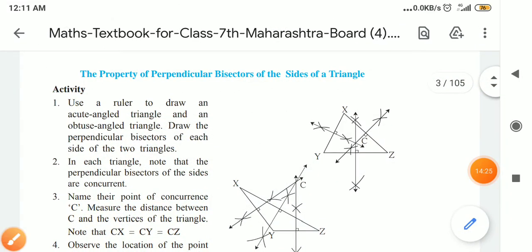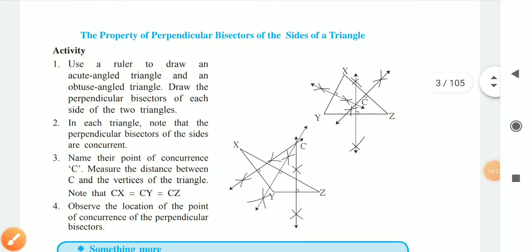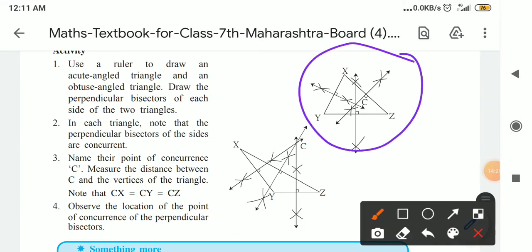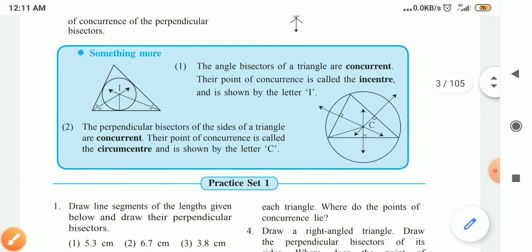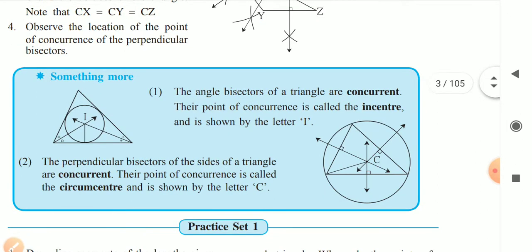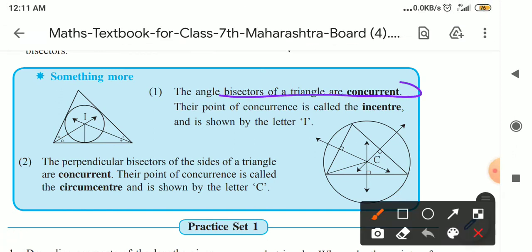So now we have done both constructions, and I showed you how to draw both. We measure that CX is equal to CY is equal to CZ, for both the figures. Yesterday I showed you the incenter. The angle bisectors of a triangle are concurrent, they pass through a single point, that's why they are called concurrent, and their point of concurrence is called the incenter.